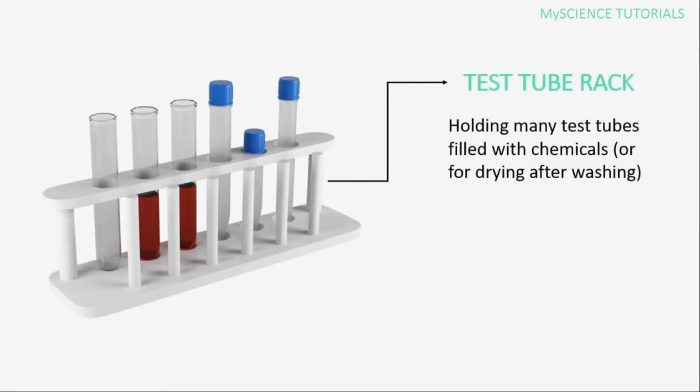Now we have the test tube rack. Now the test tube rack is used for holding test tubes filled with chemicals or for drying after washing. So we can see over here that the test tubes are being held by the test tube rack.